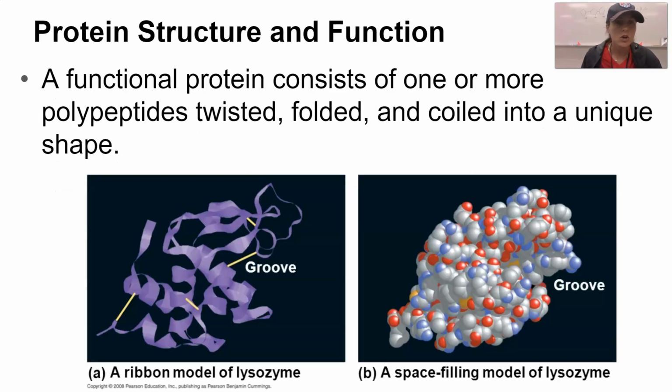Okay, so the protein structure is crucial to its function. A functioning protein is not a functioning protein until it is a 3D, uniquely twisted, folded, coiled shape of polypeptides. All right, so we've got to get it to where we are actually seeing the folding, coiling, and binding, making it a 3D structure before it can actually perform any function.